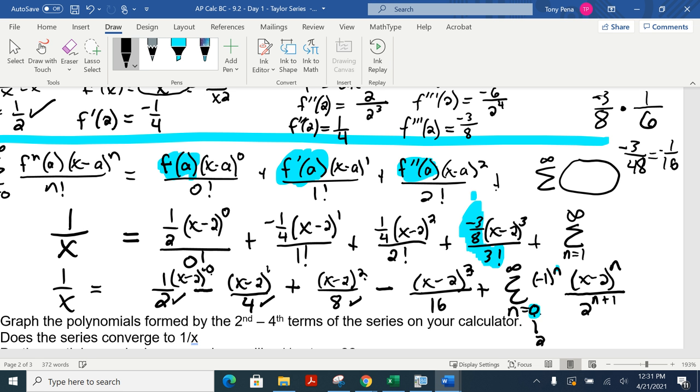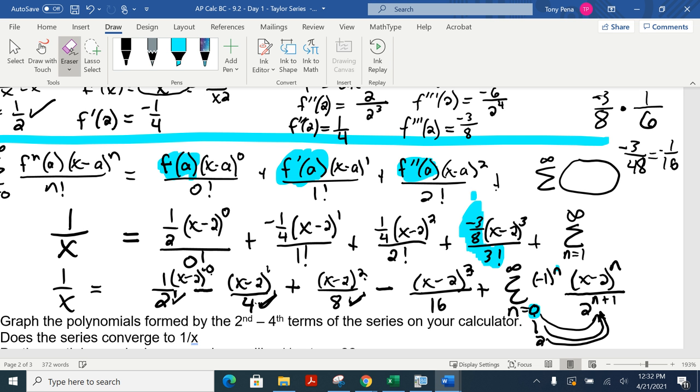If I let n be a 0, I get the 2 to the 1 that I'm supposed to get. If I let n be a 1, I get 2 squared, so that's the 4. If I let n be a 2, I get 2 cubed. That's going to give me that 8. This is our series. All right.